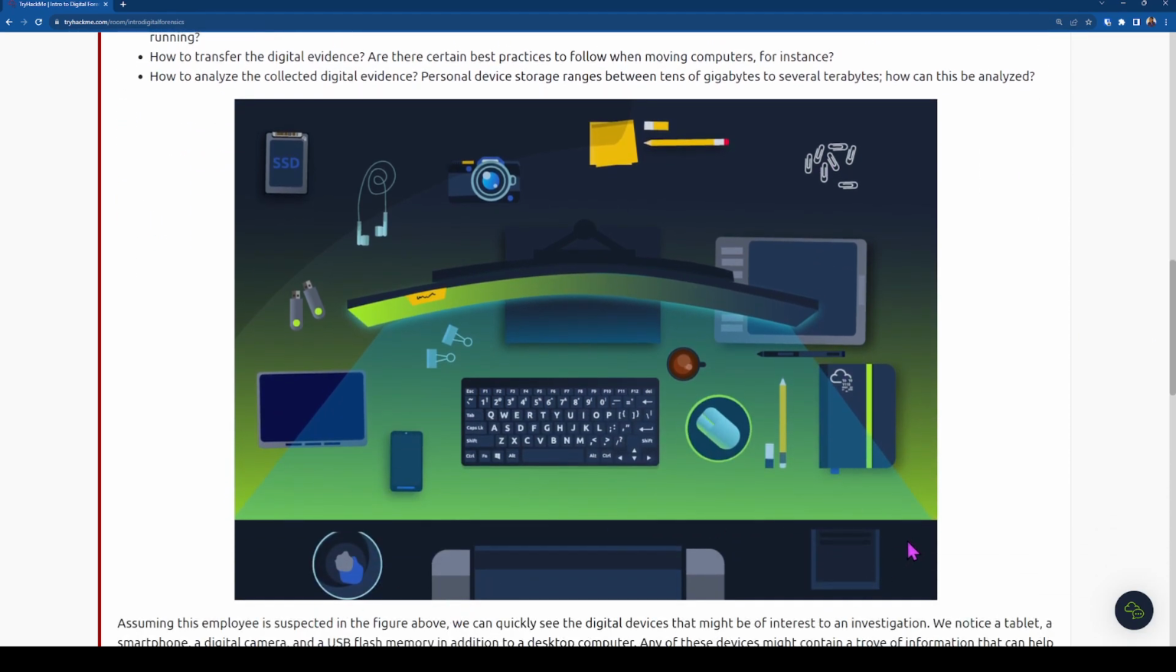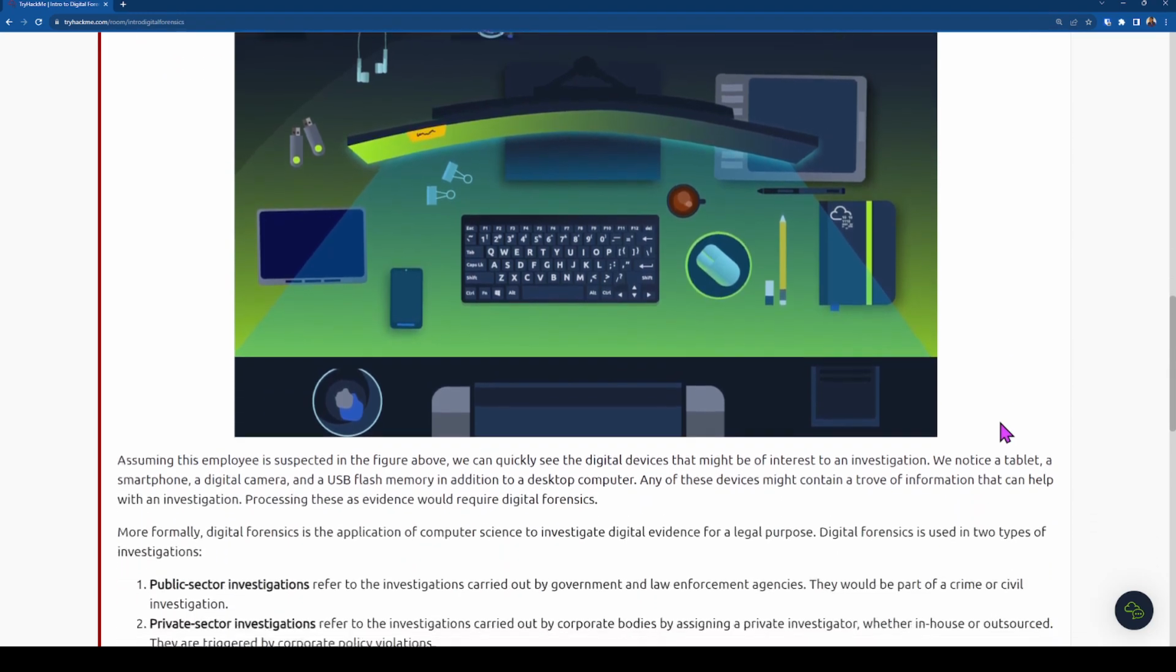So here we have our desk, and it looks like we have a whole bunch of different things that could be digital forensics related.